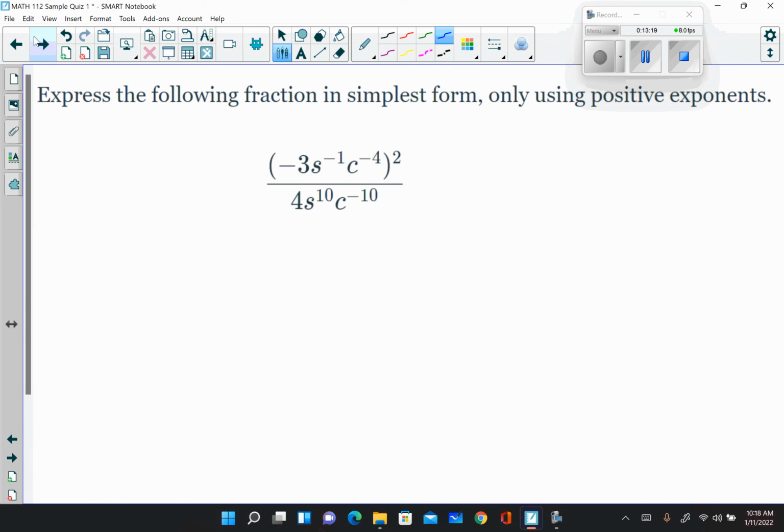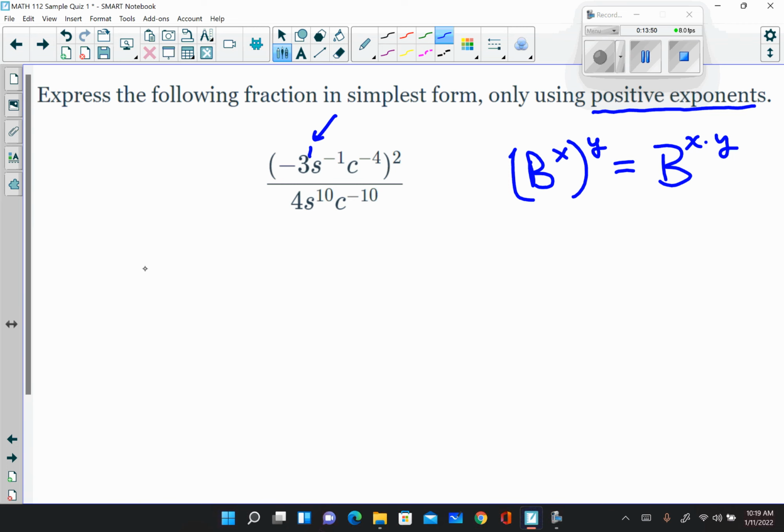We're going to simplify this so that it has only positive exponents. To get rid of the parentheses, all the exponents on the inside, and there's an understood 1 on that -3, all the exponents on the inside get multiplied by the exponents on the outside. The rule is a base with an exponent in parentheses with another exponent on the outside is the same as the same base raised to the x times y.